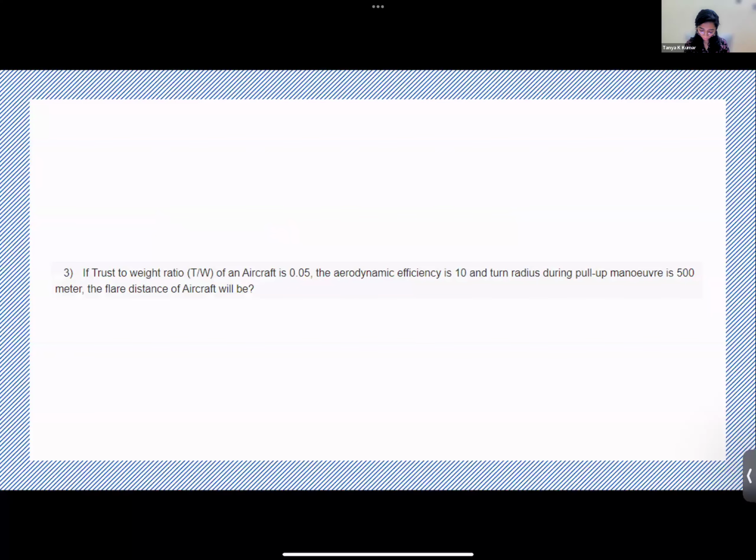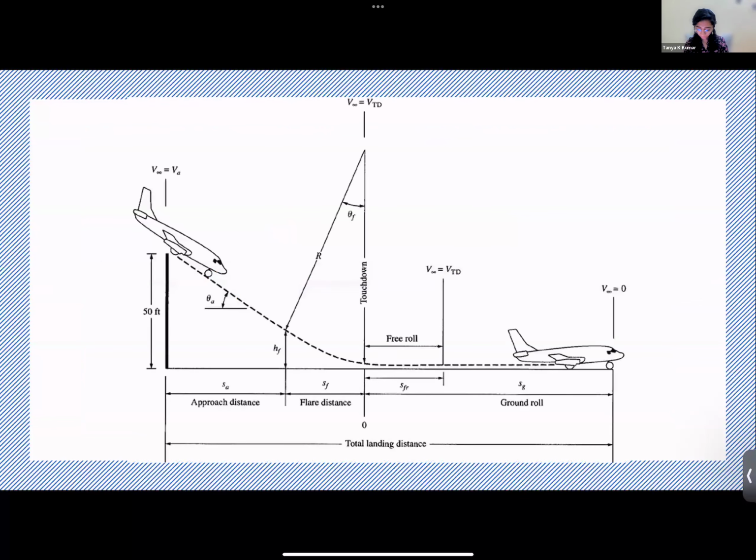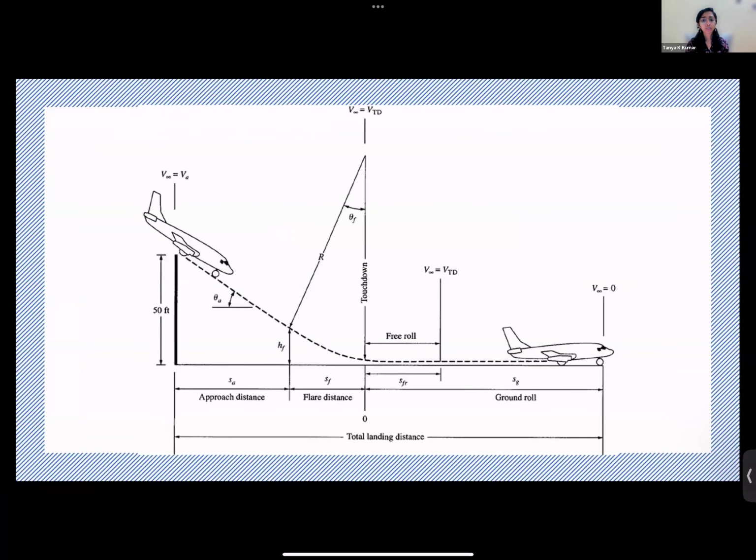Okay. If the thrust to weight ratio of an aircraft is 0.05 and the aerodynamic efficiency is 10 and the turn radius during a pull-up maneuver is 500 meter, the flare distance of the aircraft will be. So flare distance is usually there. Where do you see it? So this is where we have encountered the flare distance, right?